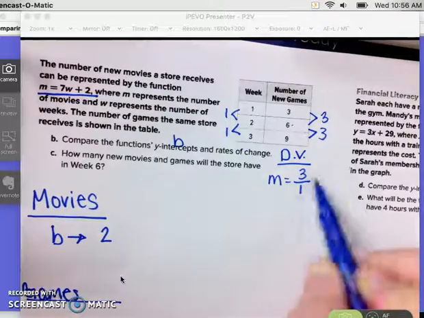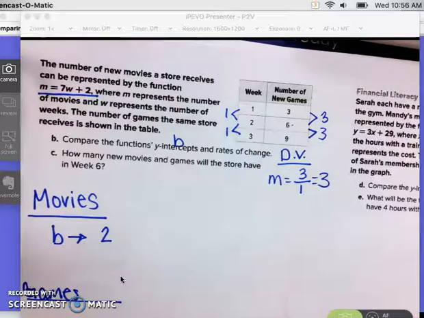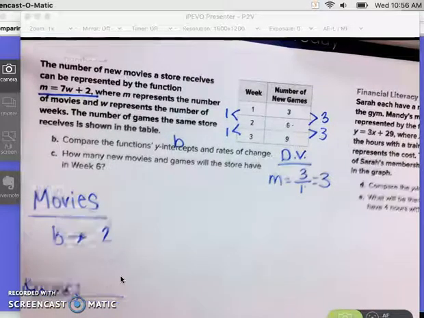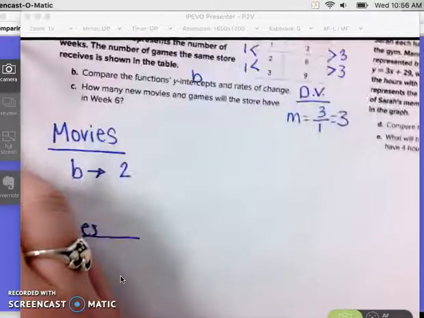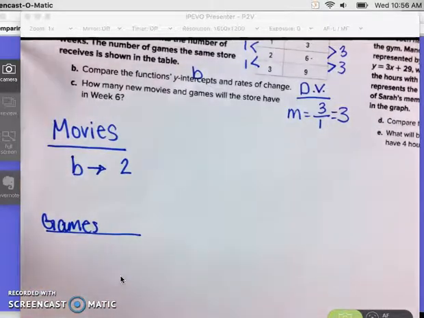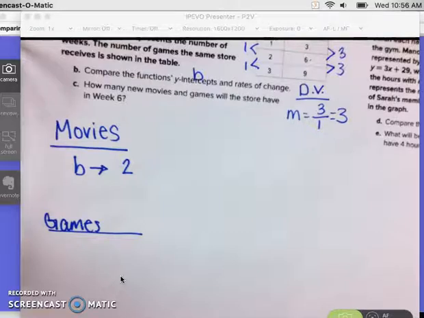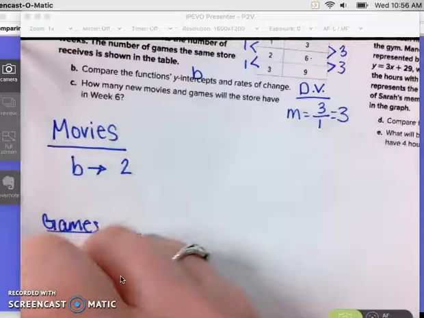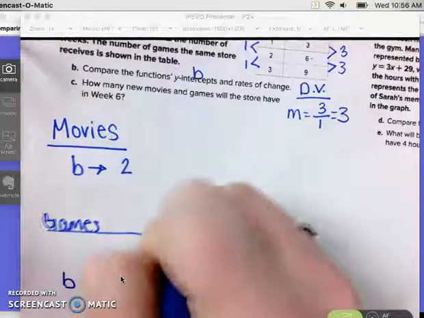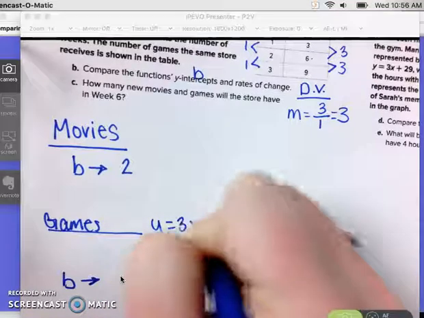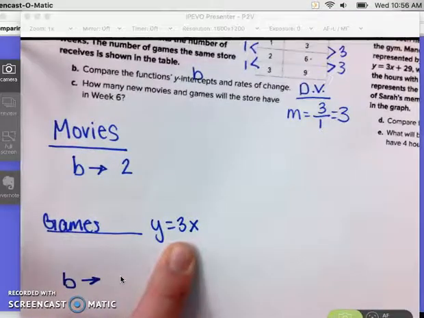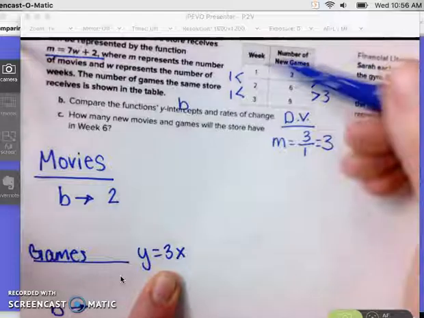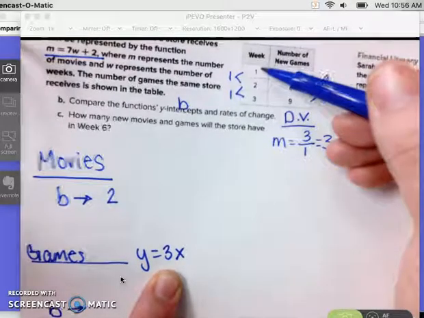They all equal 3. Okay, so if it's direct variation, it's going to start at what? Where's its starting point? It's always going to go through what point? 0, 0. Okay, so the games, y equals 3x. I'm going to multiply the games, the number of weeks, times 3.